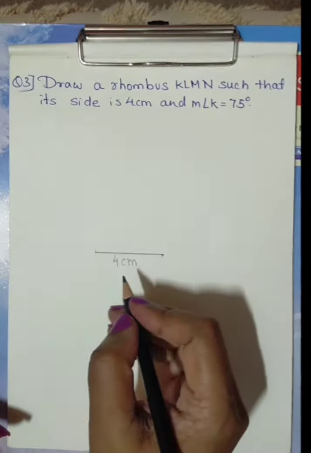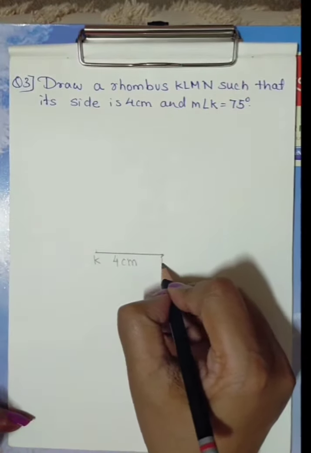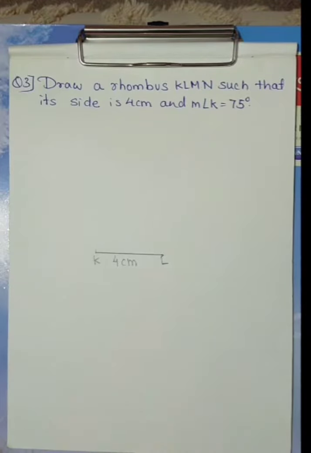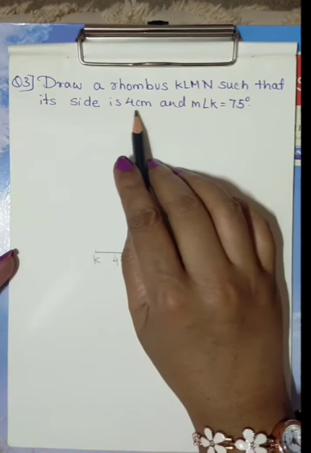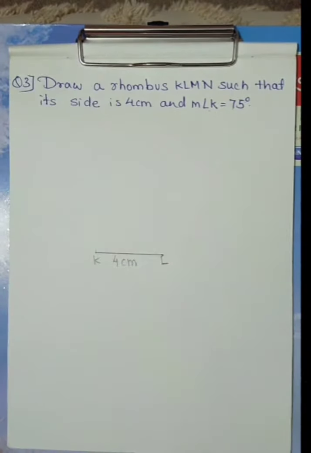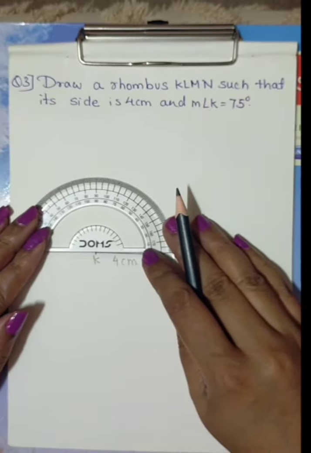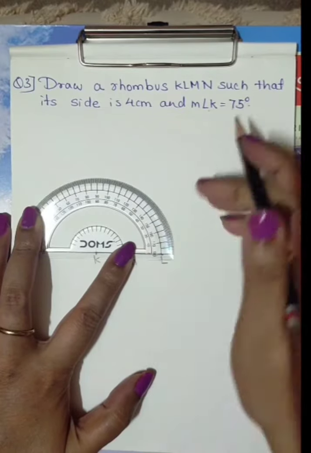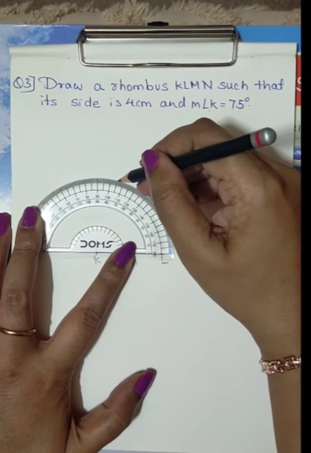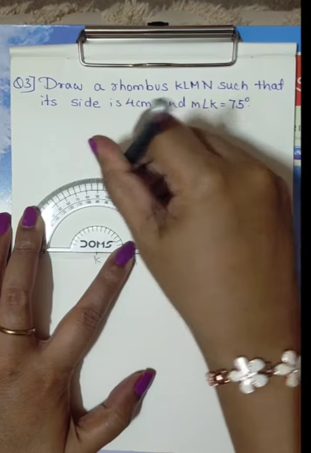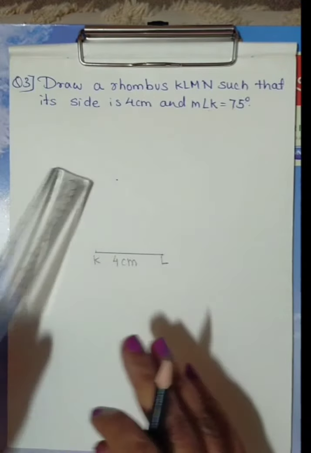That is K and L. KL is 4 centimeter and we have to draw such that its side is 4 centimeter and measure angle K is 75 degree. So we will use this protractor. Okay. Now here 75 comes between 70 and 80. So it's 75. We got this. Now we have to join this.